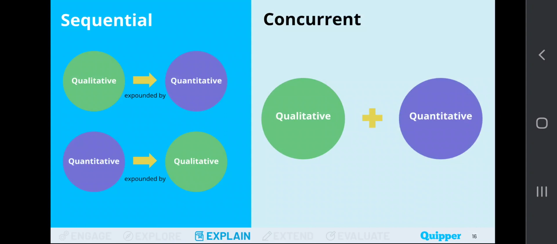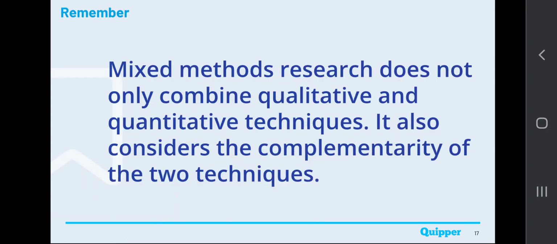Magbaylo sila. In concurrent, it is always qualitative plus quantitative. Maski ibaylo-baylo nimo sila, it's always qualitative plus quantitative. Okay, balik ta. In sequential, pwede mabaylo-baylo who expounds who. Qualitative may be expounded by quantitative. There are also studies where quantitative is expounded by qualitative, whereas in the concurrent, qualitative is always added with quantitative. Dili pwede mabulag ang duha.